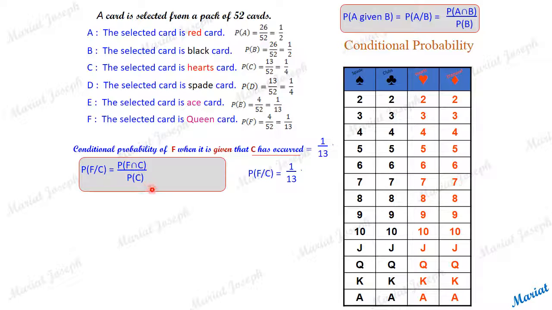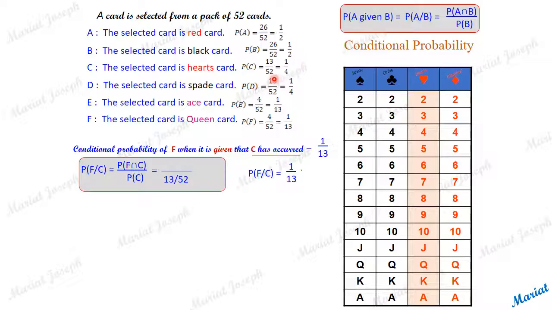Now let's see, the denominator is the simple probability of C. Simple probability of C we had already done. That is 13 by 52. That is, the probability of getting hearts. Remember, the denominator is a simple probability. So consider the complete sample space. Simple probabilities are calculated on the basis of the complete sample space, not the restricted one. So the denominator, the simple probability of C, is 13 by 52.